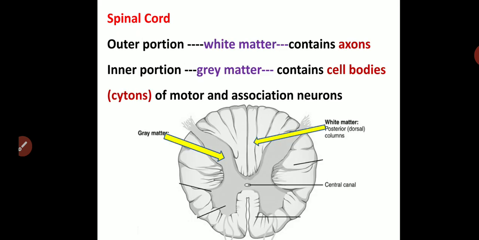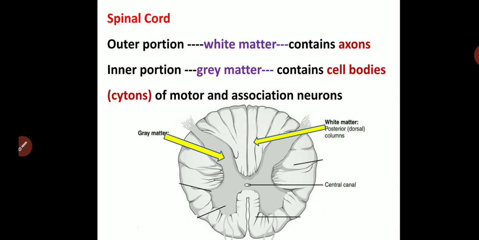The spinal cord, similar to the brain, also has grey matter and white matter. But in the spinal cord, the arrangement of white and grey matter, as you can see in the diagram, is completely reversed. The white matter is external, whereas the grey matter is internal in position. And the central cavity, which is hollow, is called the central canal. And this central canal is filled with cerebrospinal fluid.